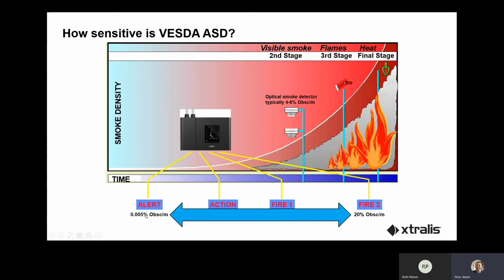With VESDA, our first level of alarm, and we've got multiple levels of alarm, and they're just completely independent and they can do whatever the cause and effect requirements of the site are. But we can have an alarm from 0.005% obscuration per meter right the way through to 20% obscuration per meter. So we've got a very broad range of sensitivity, which is why this unit can be applied to either Class A, B, or C applications to give the sensitivity criteria needed for the job.